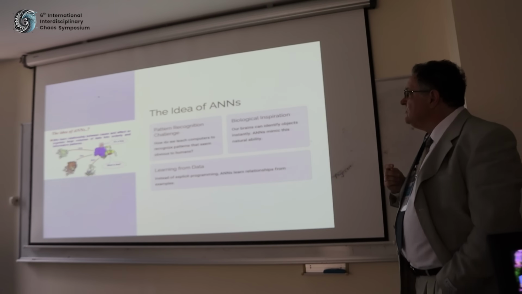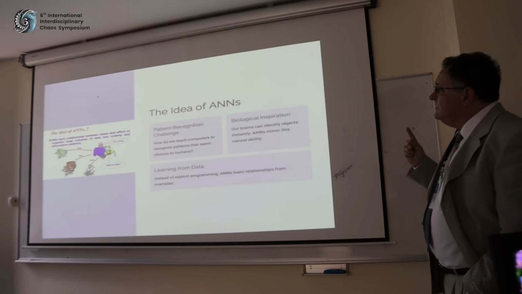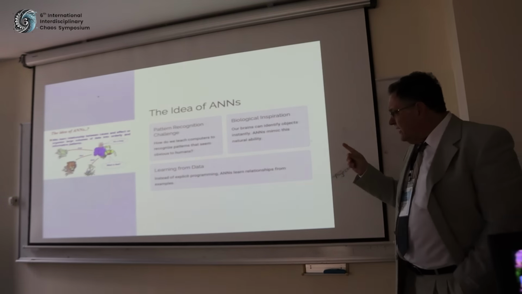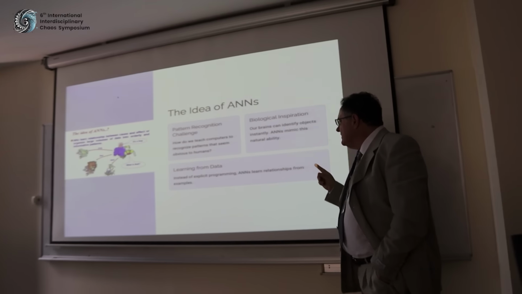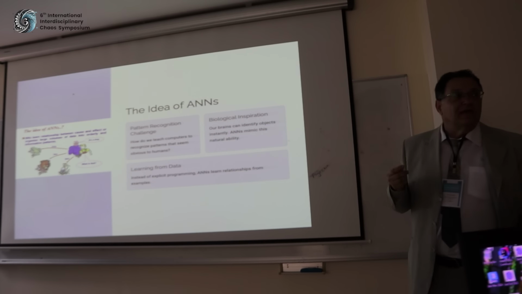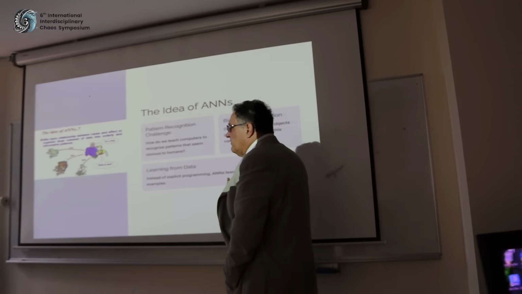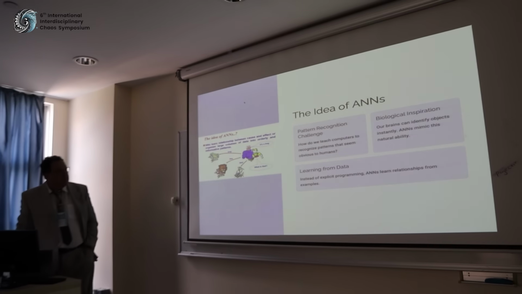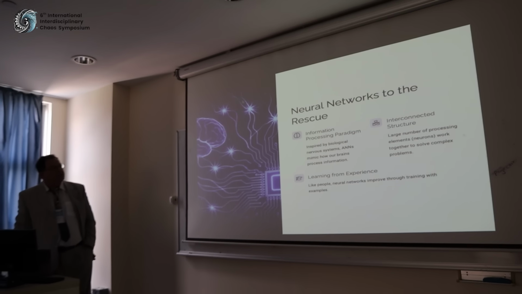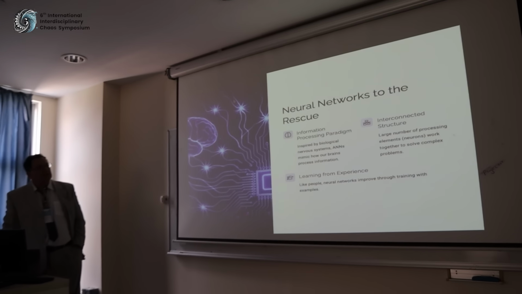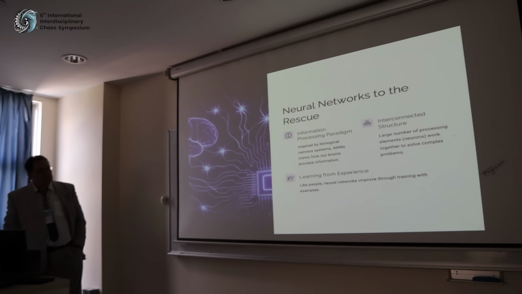The idea of an artificial neural network is to learn from data instead of explicit programming. The neural network learns the relation from examples by supervision. There are, of course, neural networks that may not need a supervisor. We can use neural networks for image processing. It is an interconnected structure, and the base idea is to learn from experience.